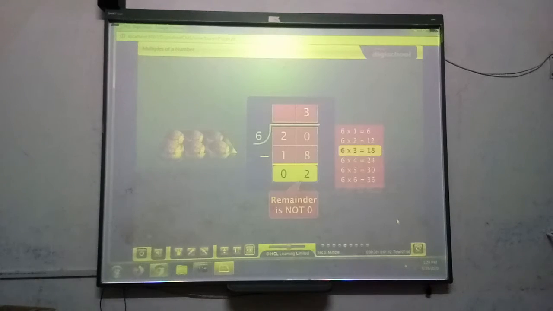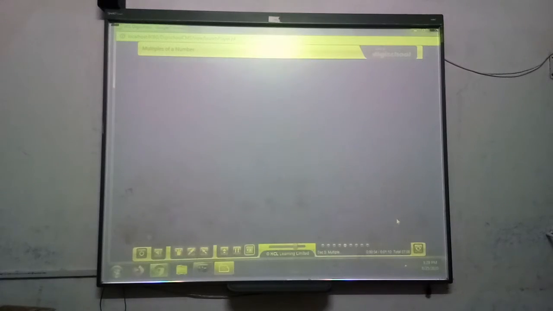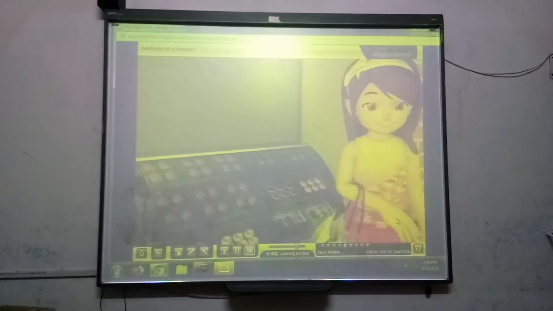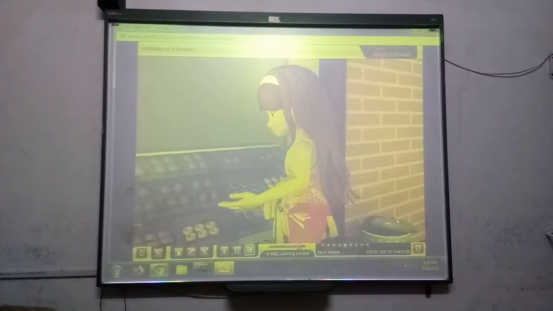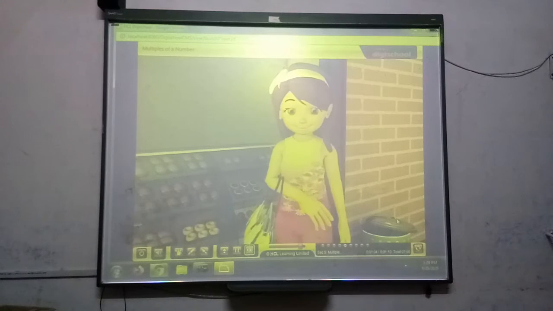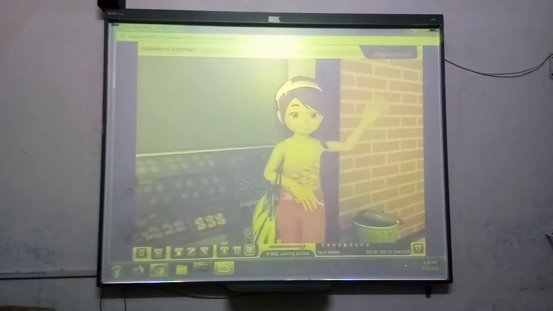Note that the remainder is not 0. Since 20 is not exactly divisible by 6, 20 is not a multiple of 6. So, seller cannot buy exactly 20 cupcakes by using packs of 6 cupcakes. Seller now knows what kind of packs she can buy to have exactly 20 cupcakes, and she is quickly through with her shopping. Now let's say goodbye to seller and find the multiples of few more numbers.